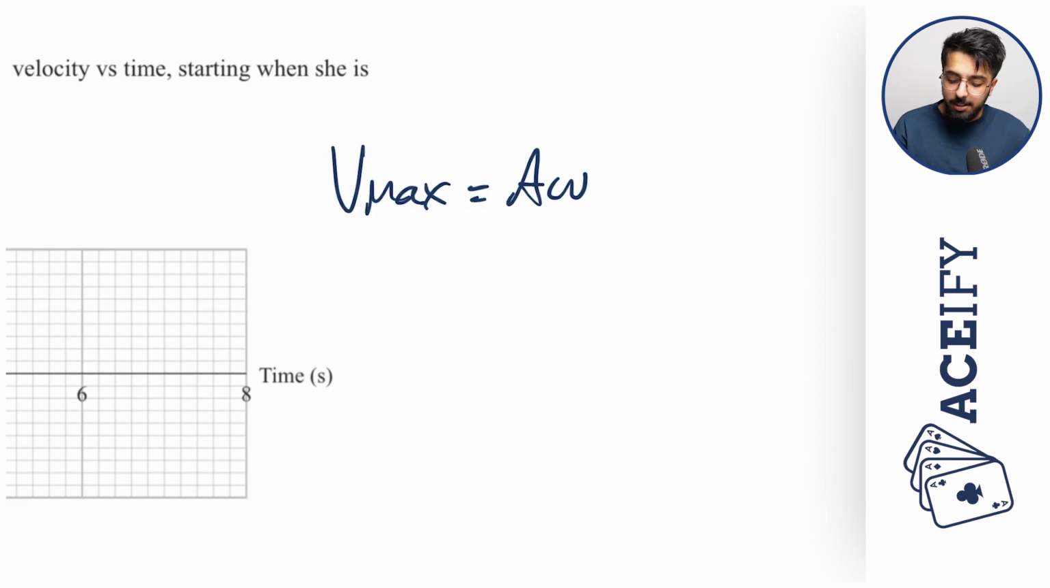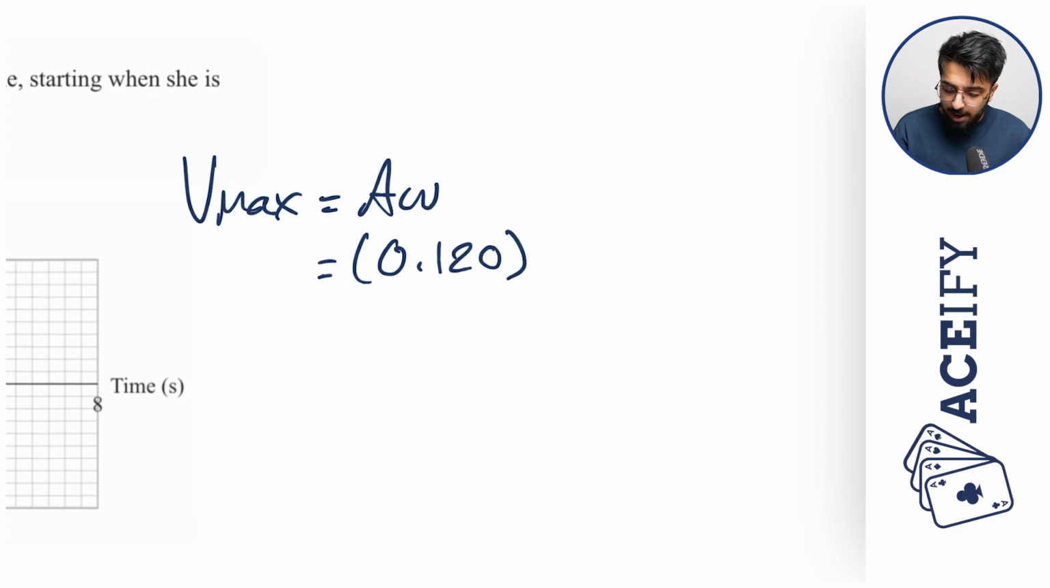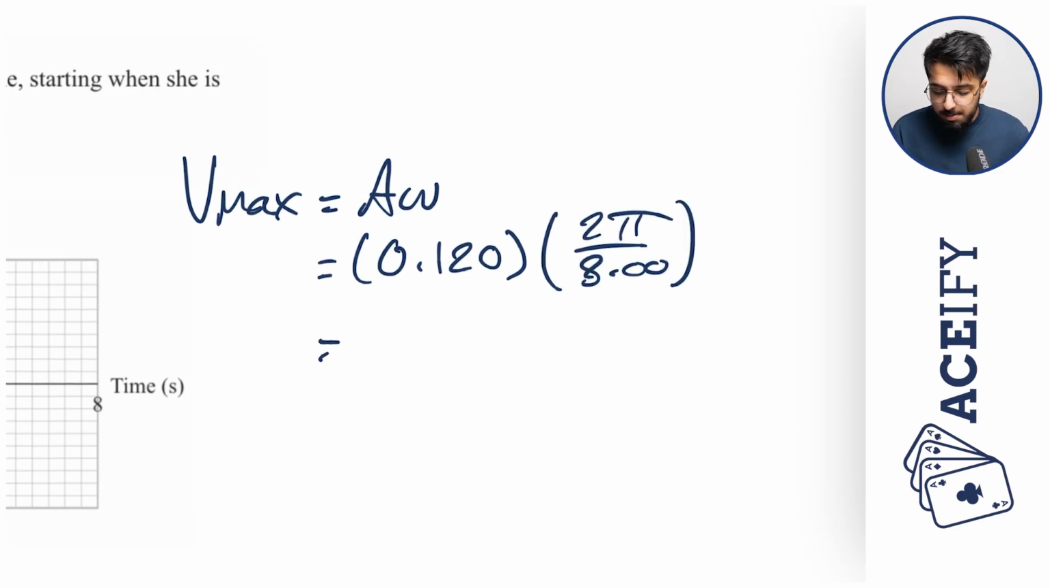Vmax is equal to A omega, where our A is our amplitude, and we know that's 0.12 meters, all over our omega, which we know is 2 pi all over 8 seconds. And this gives a Vmax of 0.094 meters per second. There we go.